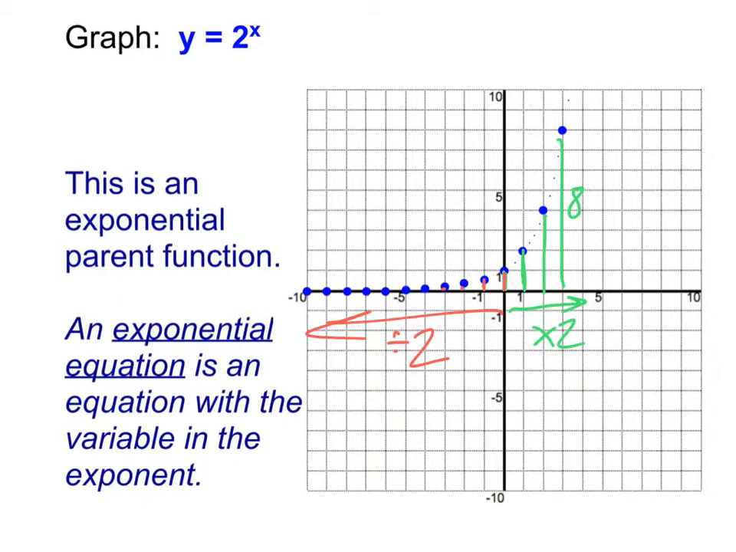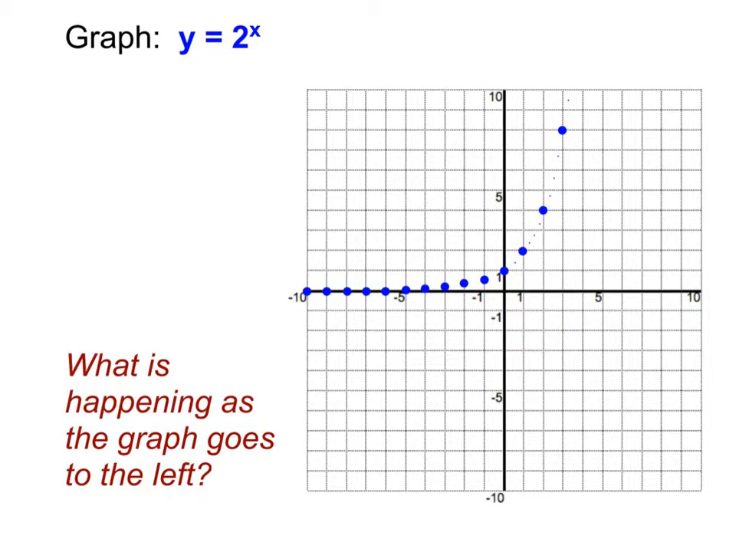Now, why is it 2? Because this number is 2 right here. So every time it's 2 to the power of x, that means double, or divide by 2 as you wish.